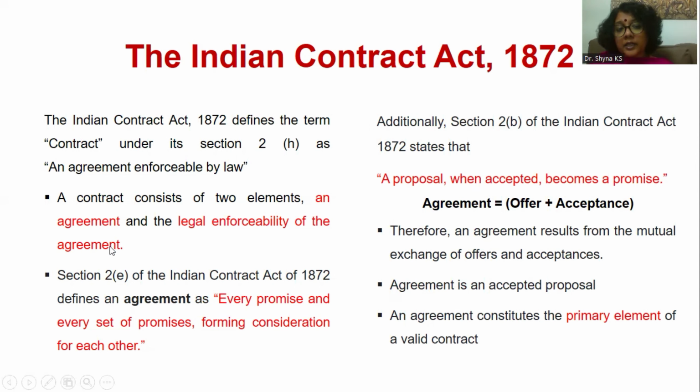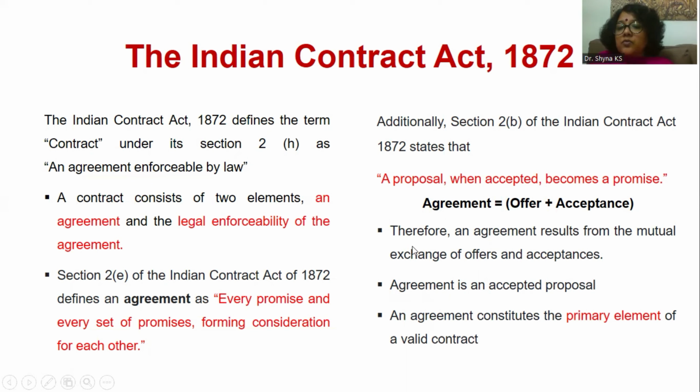Now we'll go back to the definition and see it once again. Every promise and every set of promises forming consideration for each other is an agreement. Promise is what? An accepted offer. Any accepted offer or number of accepted offers which forms a consideration can be termed as an agreement. Here in the case of the laptop, the sum of rupees 10,000 is the consideration. Understand?